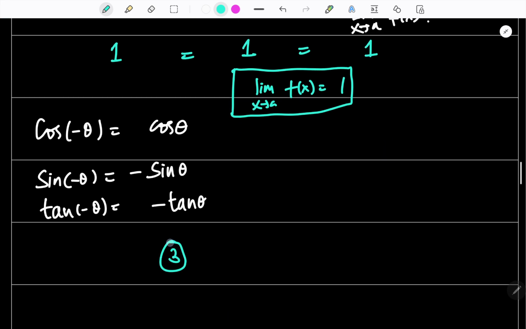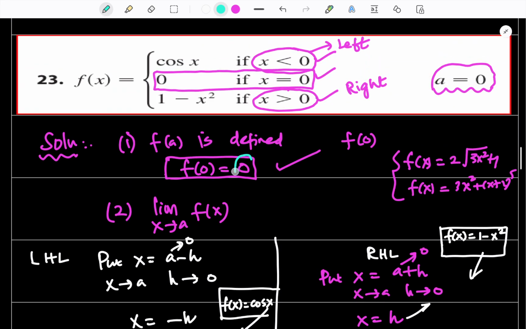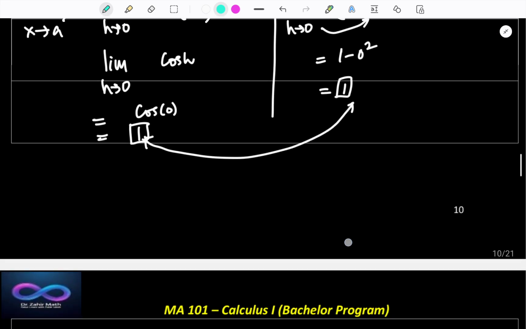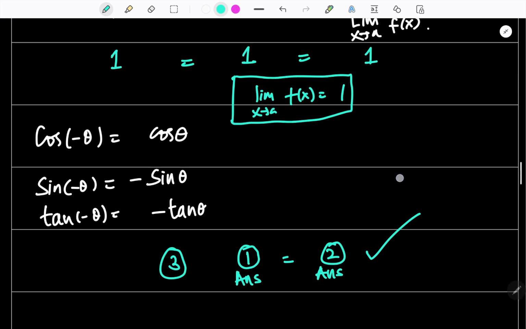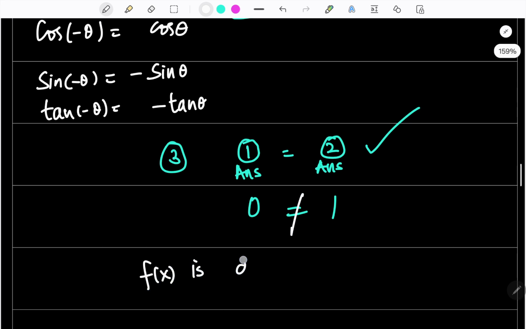What is step number 3? If step number 1 answer is equal to step number 2 answer, then it is continuous. Clear everybody? What is your step number 1 answer? Your step number 1 answer is 0. And step number 2 answer is 1. So it is 0 and it is 1. Is it equal? No. Therefore, f of x is discontinuous, or you can say not continuous at x is equal to 0. Clear? Right.